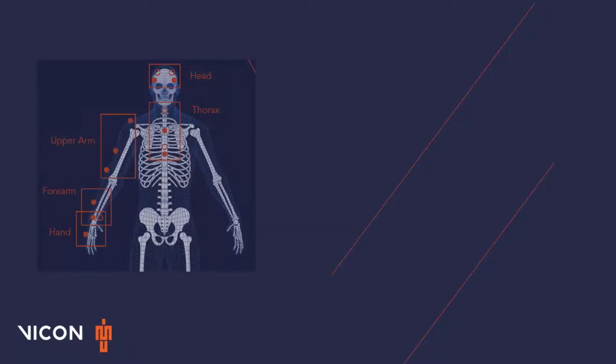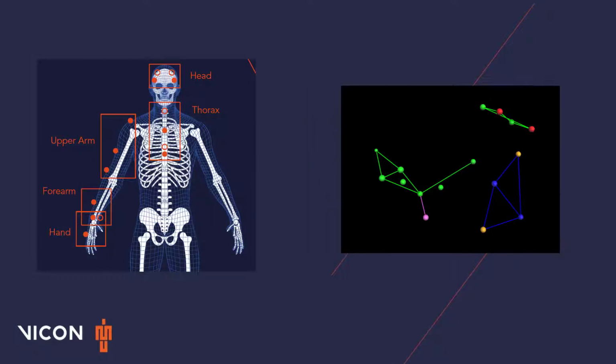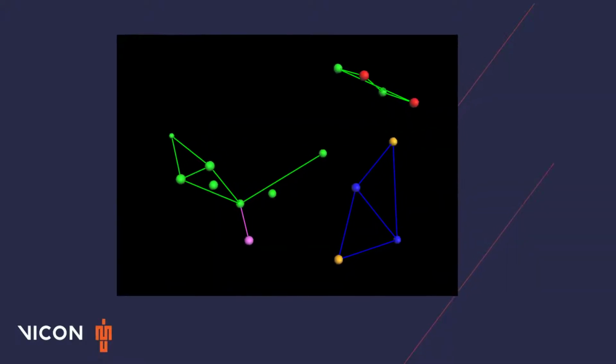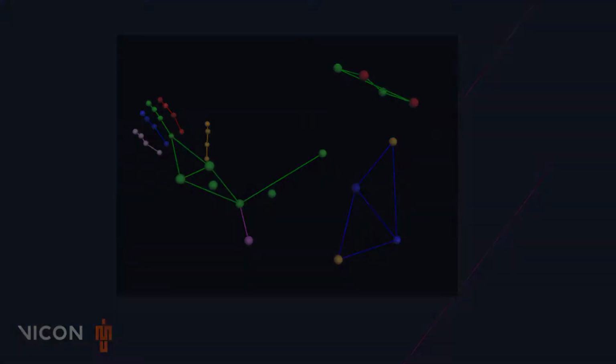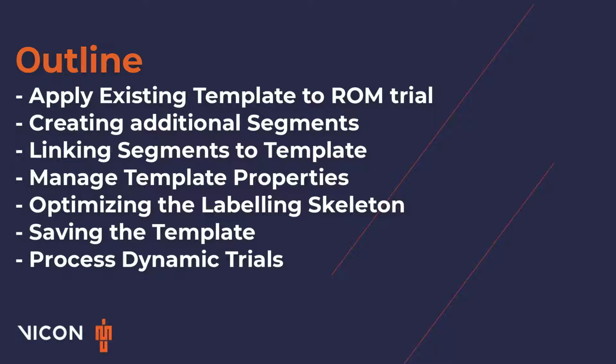In the previous video, we covered how to create a custom labeling skeleton template. In this video, we will cover how to adapt the template by adding finger markers. We will begin by applying the existing template to a range of motion trial, then creating and linking additional segments, managing the template properties, optimizing and saving the new template, and processing the dynamic trials.